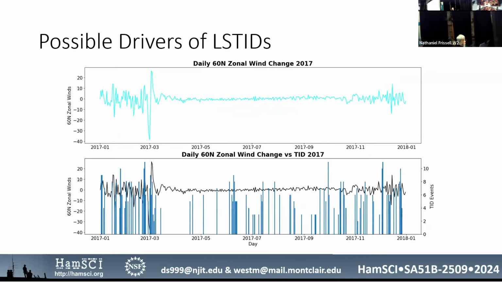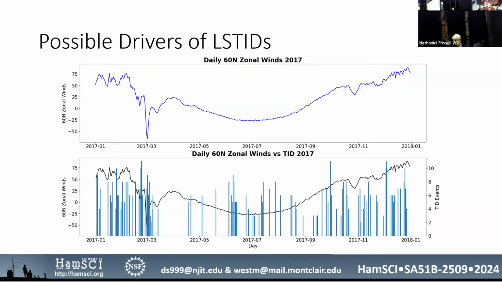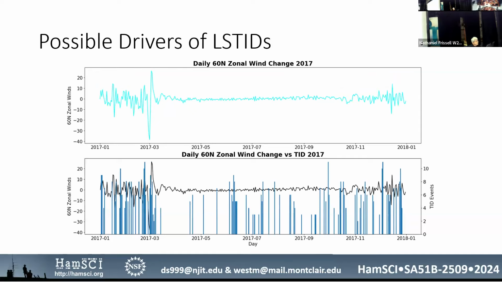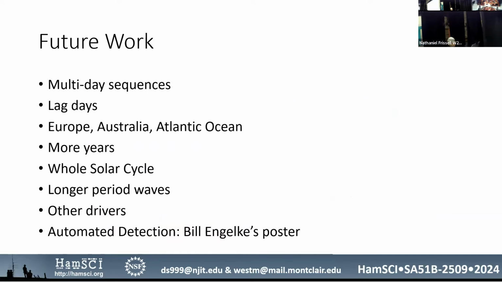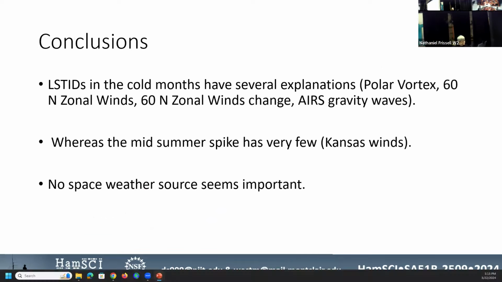Here's another one, 60 north zonal winds, and then the 60 north zonal wind change. Neither one is doing much for you. So here's just the zonal wind itself. And particularly, it looks like it's good in the first January, February, but right here it's terrible. See, it goes down right when there's a huge amount of TIDs. And of course, that doesn't help at all. So, don't know about that one either. Here's the zonal wind change, nothing much there. Oh, sorry. I'm missing a picture.